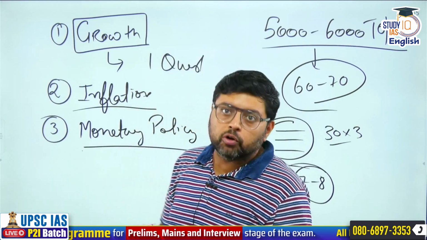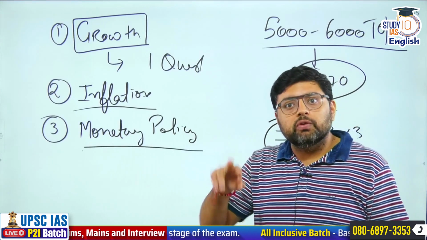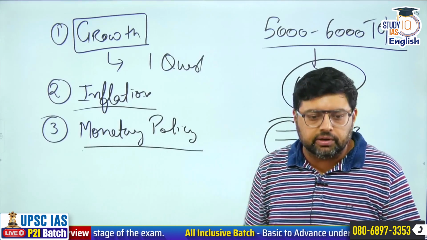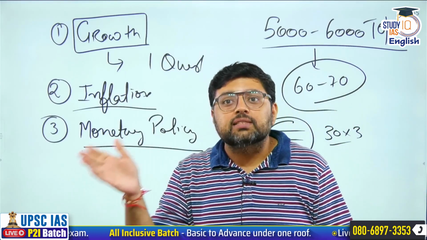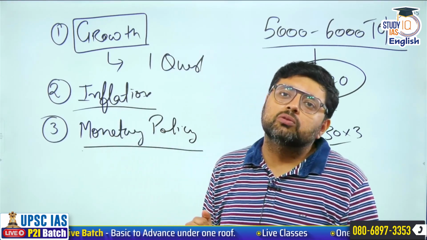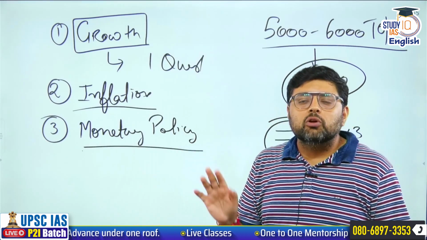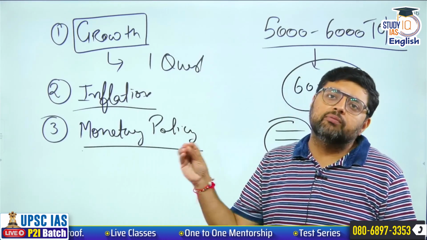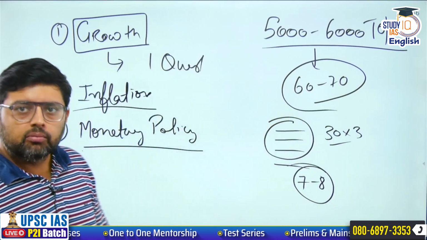Why is there a failure of monetary policy? Then the Monetary Policy Committee per se. They have asked a question on the Monetary Policy Committee also, either in 2016 or 17. There are 6 members, so you must know that, plus other features of the committee. Apart from that, you must also know the measurement of money supply: M1, M2, M3, M4, M0. These are the things you must know in monetary policy.